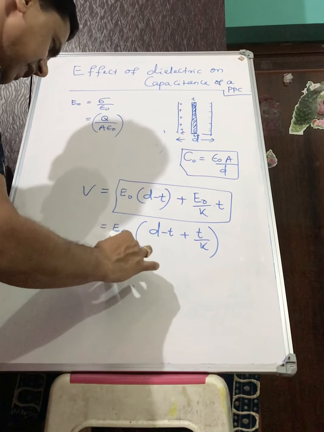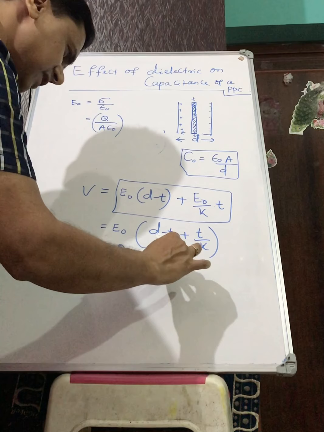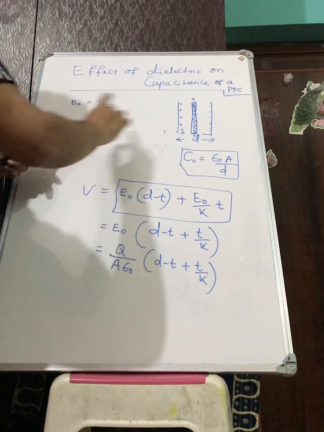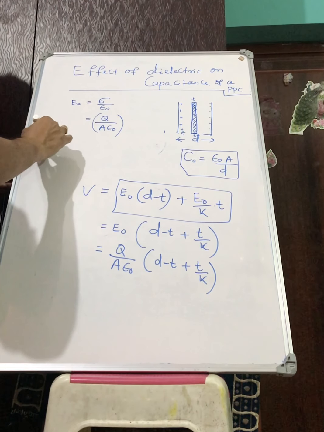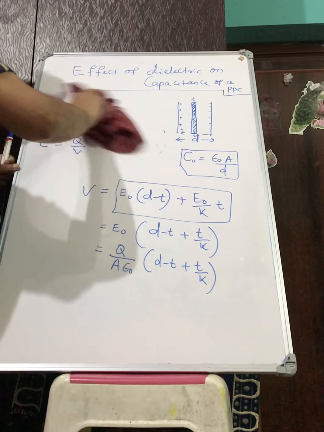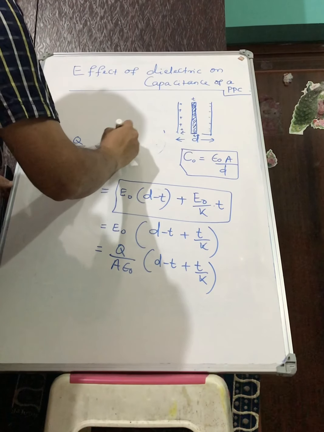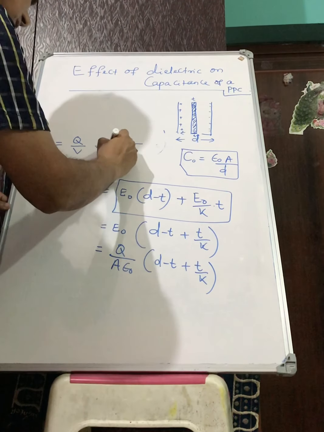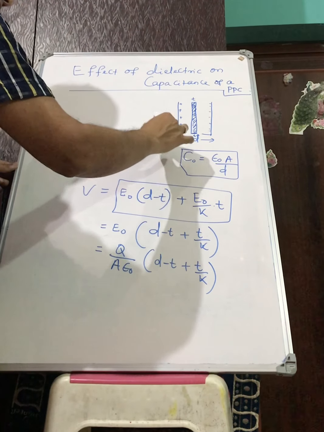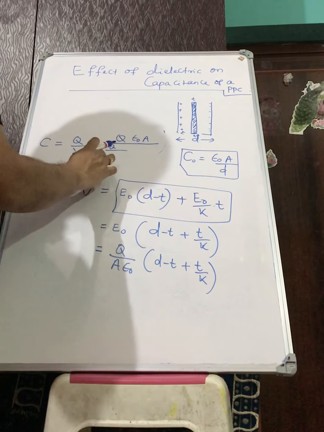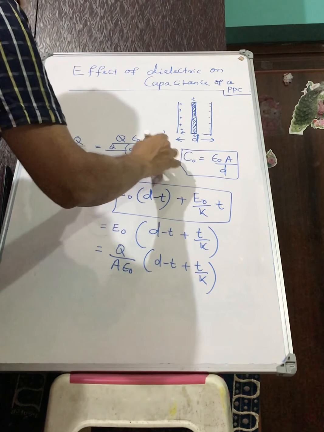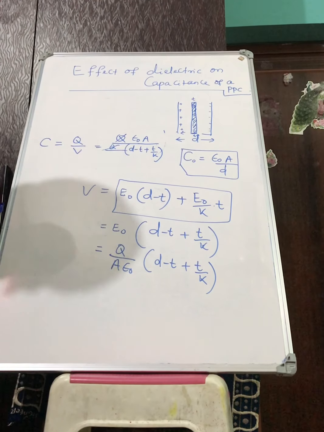So it will be Q by A epsilon 0, then D minus T plus T by K. Now you see, once you get the potential difference between these two plates, you can find out the capacitance. That capacitance will be Q by V. So Q by V means it will come out to be Q by A epsilon 0, that A epsilon 0 will go up, then Q into this, so we will be getting D minus T plus T by K. This Q will be cancelled.